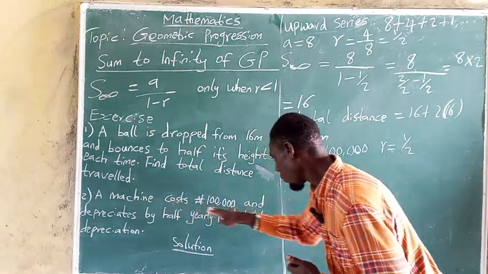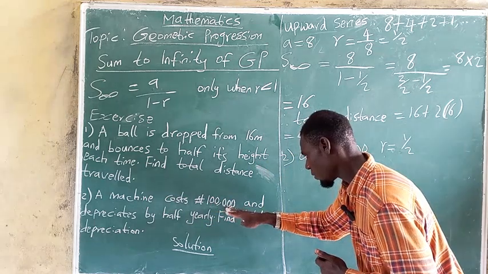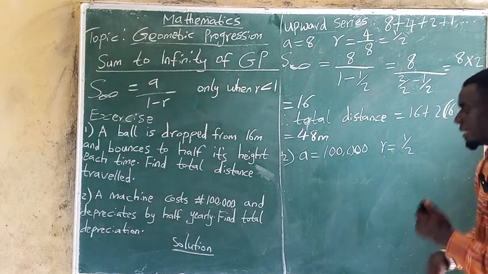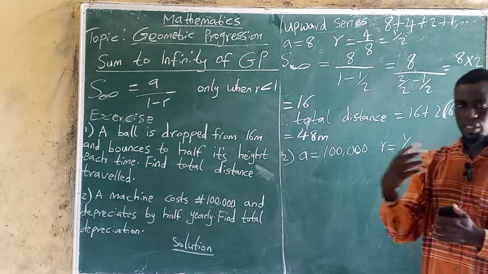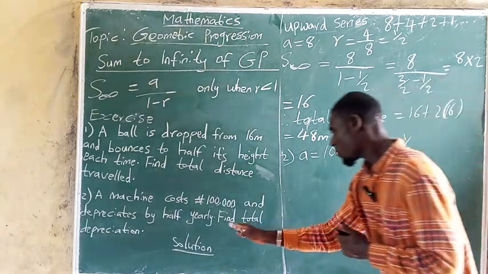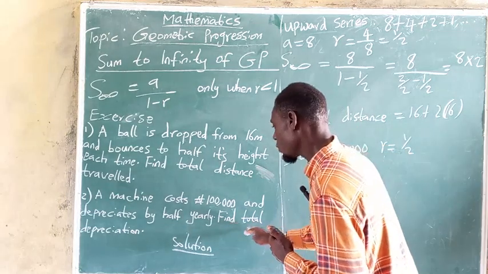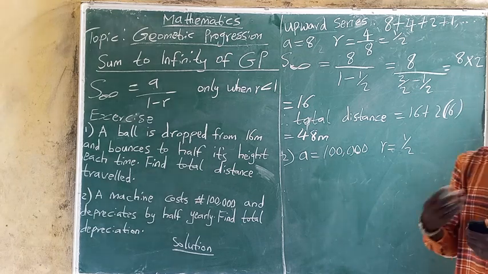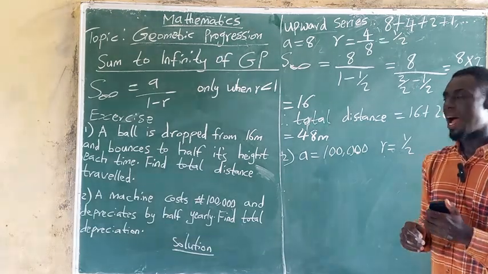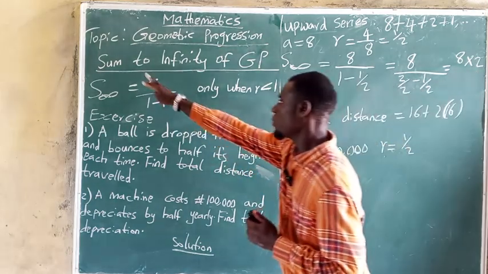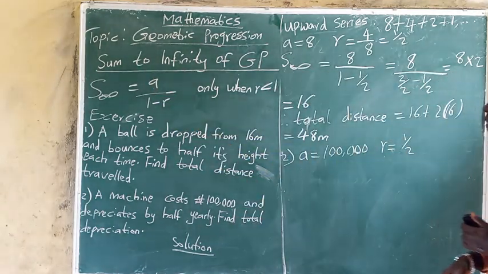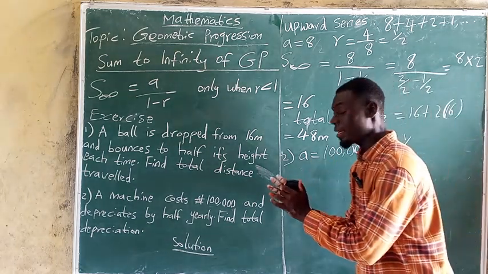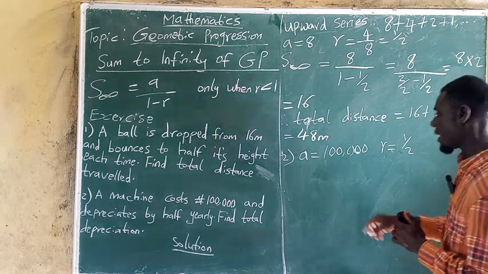This is a machine that costs an amount, like this 100,000 naira, and it depreciates by half yearly. That means something that occurs sequentially. So they say you should find the total depreciation. For us to find the total depreciation, the only formula we are meant to use is the sum to infinity of geometric progression, because we don't know the particular year it ends.